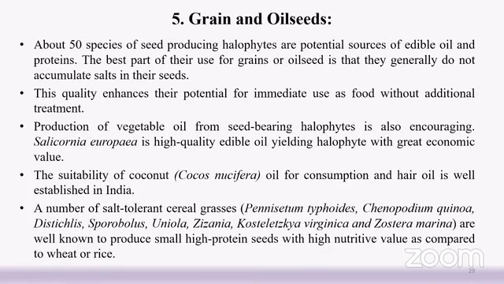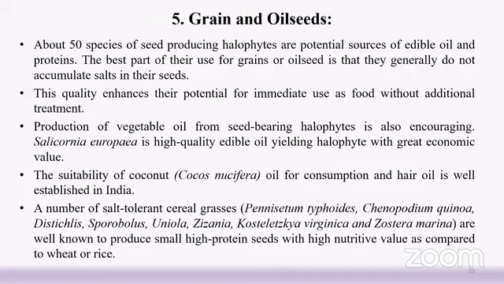Fifth use is grain and oilseed crops. About 50 species of seed-producing halophytes are a potential source of edible oil and proteins. The best part of their use for grain and oilseed is that they generally do not accumulate salt in their seed.